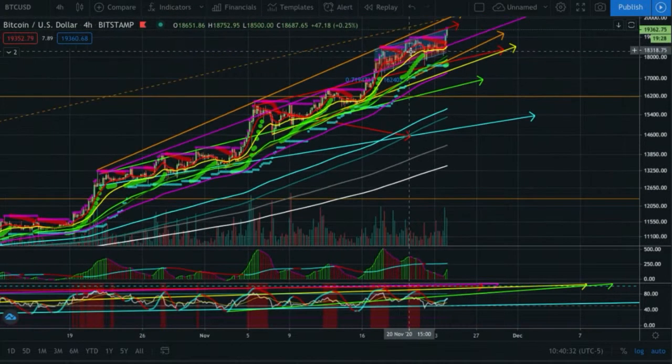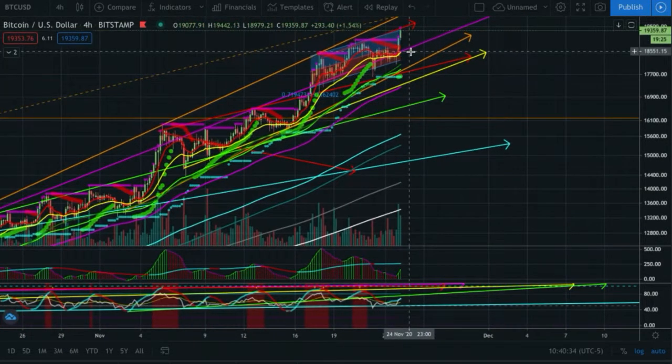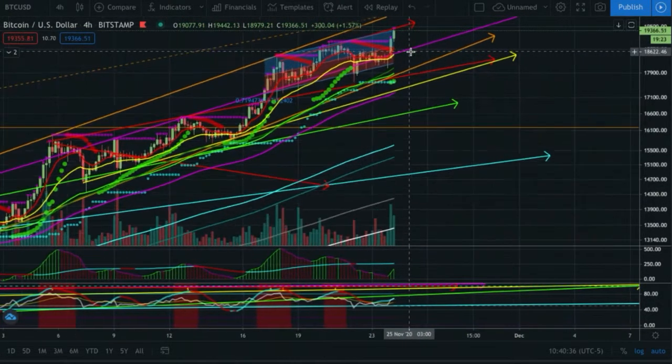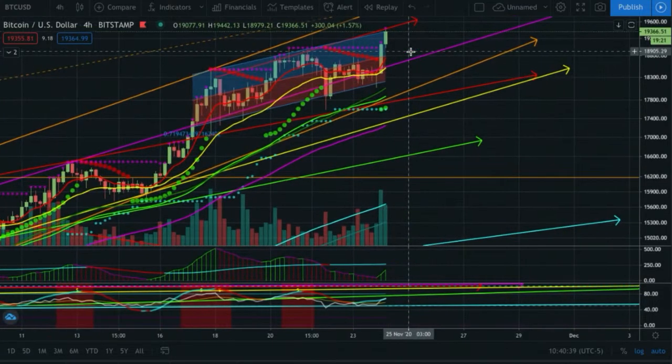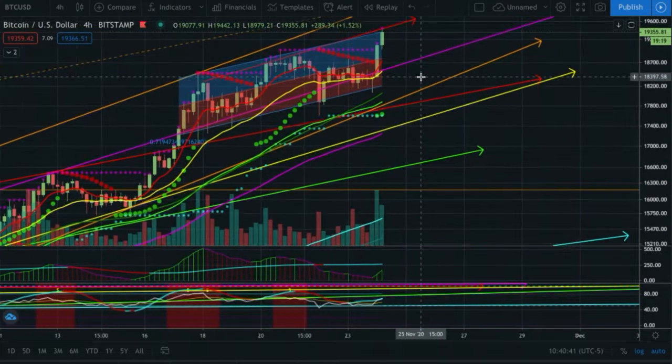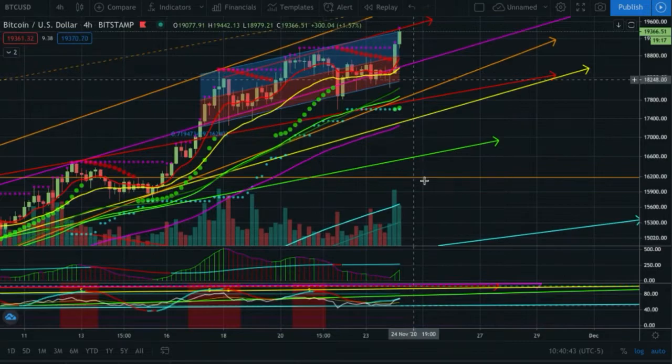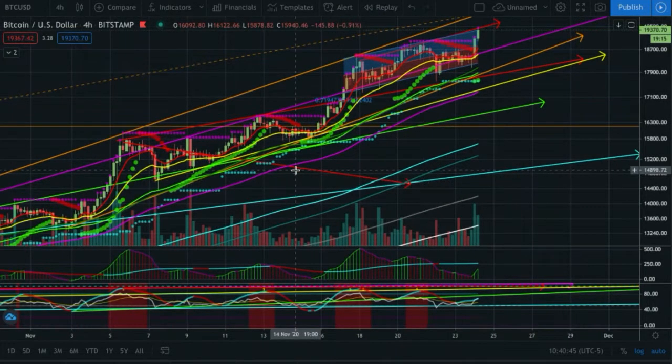Now what's going to happen if that plays out? We'll just get a pullback. Now does that mean we're just going to start dumping and go back to 4,000? No, not by any means. We could easily pull back to any one of these other supports. You'll notice we have a bunch of different diagonal lines on the chart.